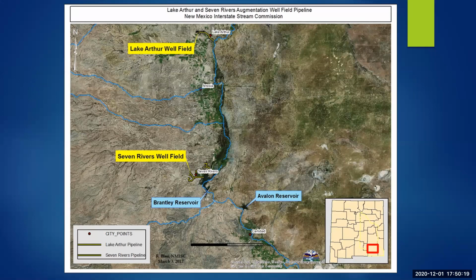The conveyance losses, as he mentioned, had come up a couple weeks ago. We were kind of concerned about it. I'm happy to say we're now back down around 10%. So that's good news in terms of making sure the water coming out at Lake Arthur is making it down to Brantley.